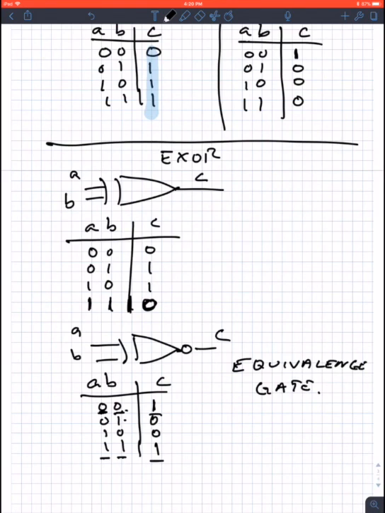Okay, so I think you get the basic idea of gates in less than 5 minutes. Be sure you understand this for the exam.